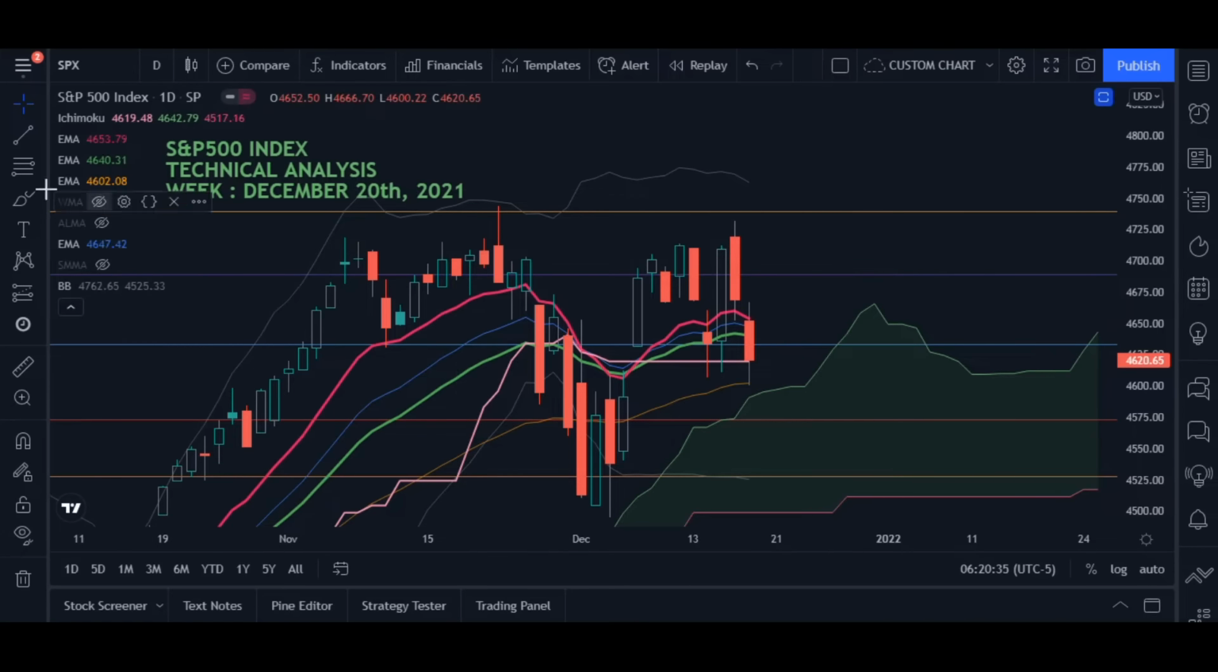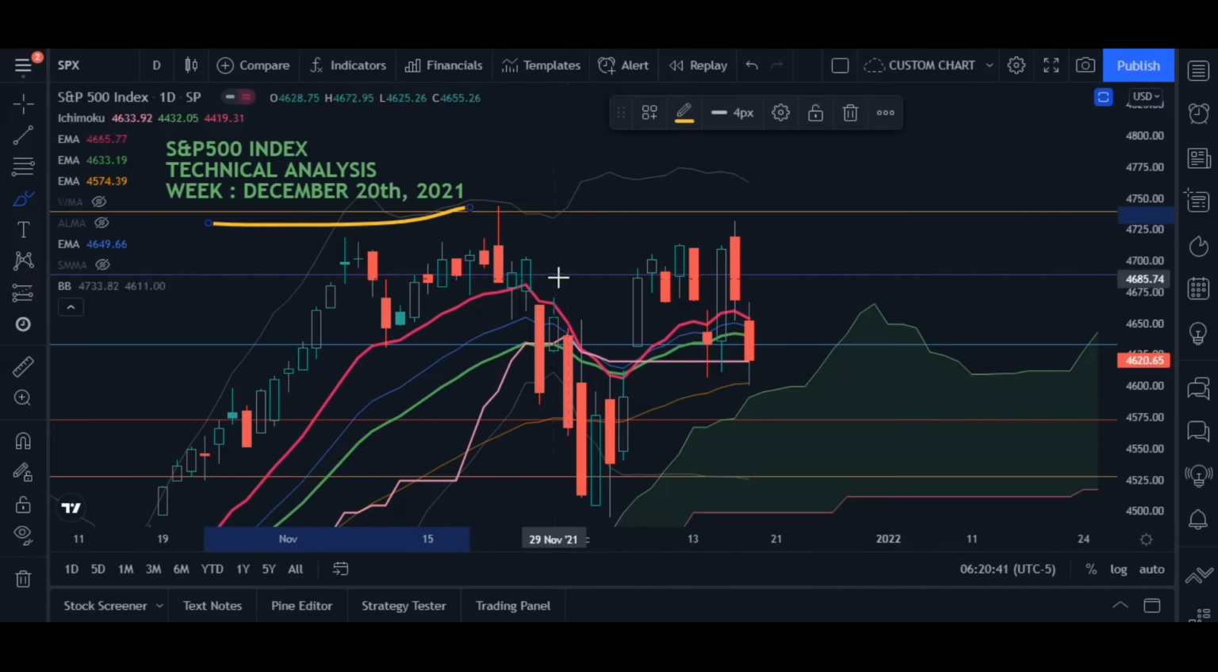In this video, I'm going to do the technical analysis of the S&P 500 index for the week commencing December 20th, 2021. This technical analysis will be in two parts. First, I will do it on the weekly chart and then I will do it on the daily chart. So this is the daily chart here.